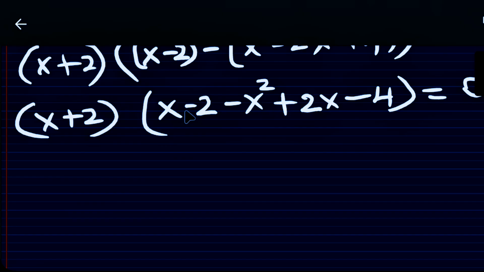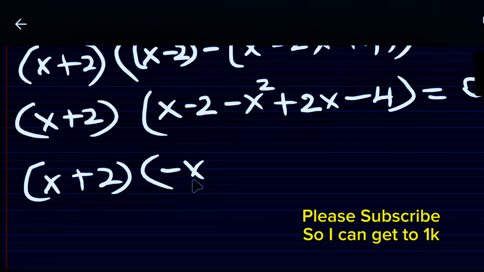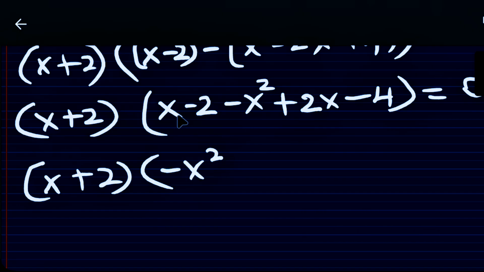Let's attend to this parentheses here as well. So this is x plus 2, open parentheses. Now let's write this minus x squared first. So we have minus x squared. x plus 2x will give us plus 3x.